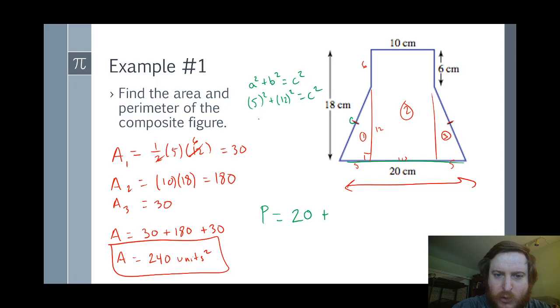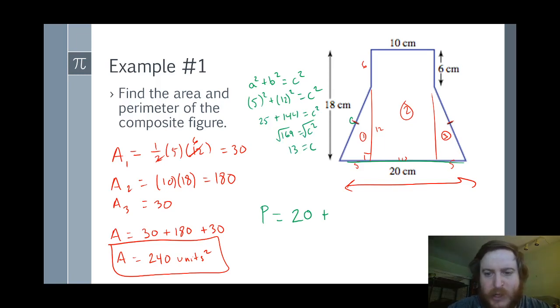So there are a couple special right triangles. 5, 12, 13 is one. 3, 4, 5 is one. Any multiples of 3, 4, and 5, so 6, 8, and 10. Right? If you see those, if you memorize the patterns, you can get the other numbers quickly. Okay. Anyways, that's going to be 13 right there.